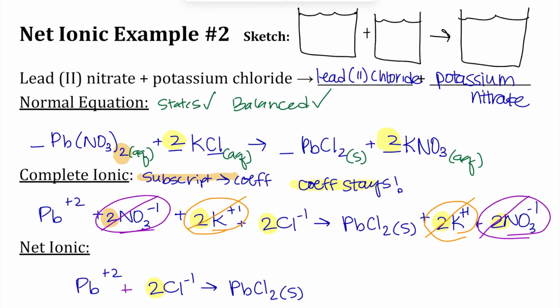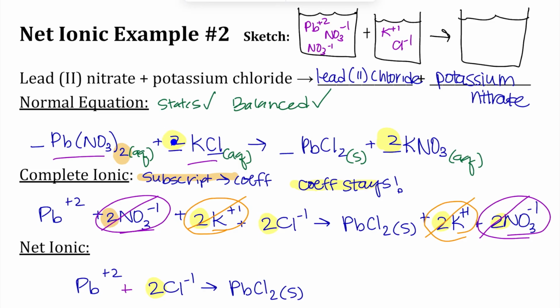Going through and sketching this just like we did on the last one, each of our reactants is going to get its own beaker. My Pb(NO3)2, I'm going to have one lead plus 2 ion, and I'm going to have two NO3 minus 1 ions. In my next one, that KCl, I'm going to have K plus 1, Cl minus 1.